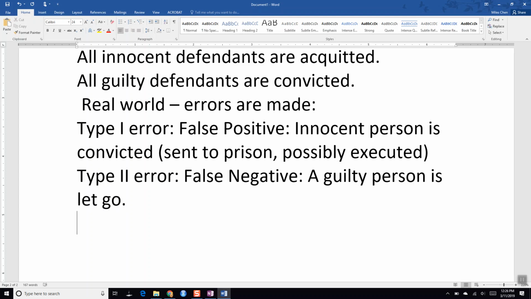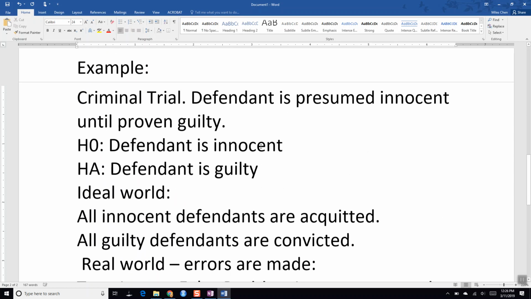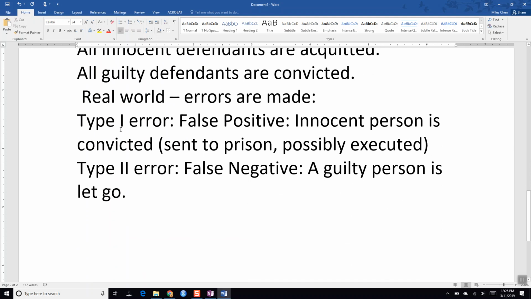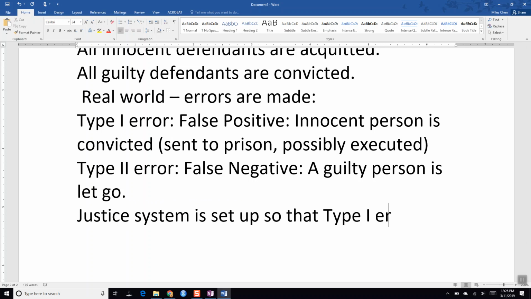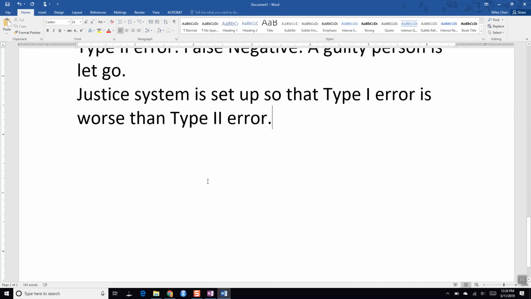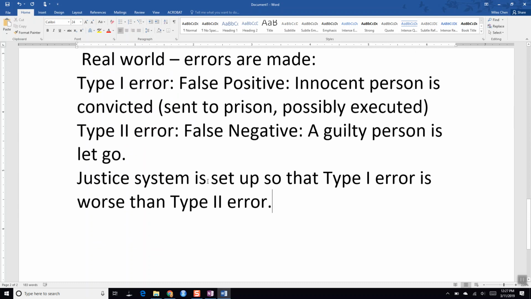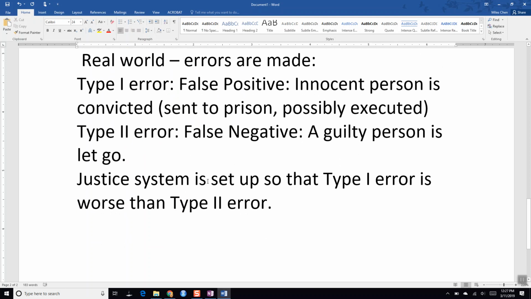Okay, both are bad, right? We want to avoid both of these types of errors, okay? But the way our justice system is set up, we have said that the type 1 error is worse than the type 2 error, okay? So justice system is set up so that type 1 error is worse than type 2 error, right? It's the opposite of the Twitter conviction system. Okay, but this is what we have.